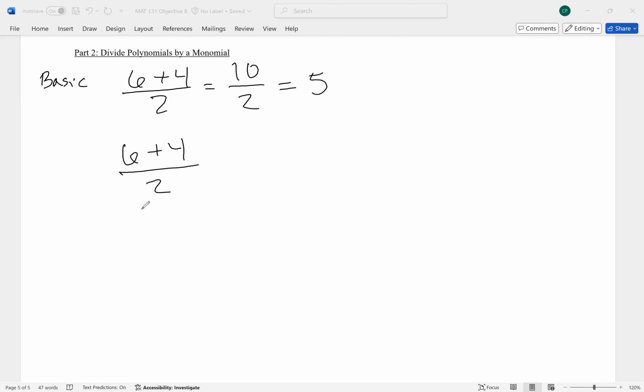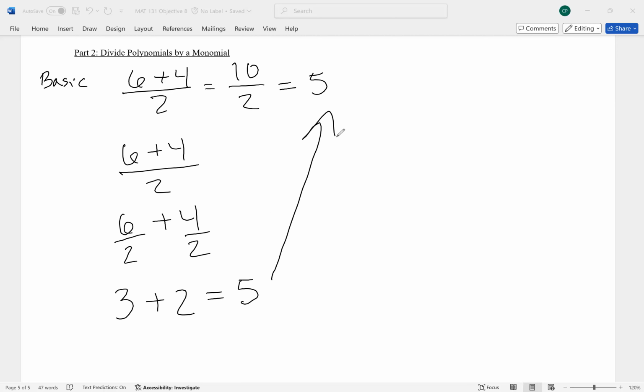Okay. We can break this up, this 6 plus 4, and we can divide both of those by 2. All right. If we do that, 6 divided by 2 is going to be 3. And 4 divided by 2 is going to be 2. And we're still going to get 5. Okay. So because this is true, this is why we are able to divide, and how we need to kind of think about it when we divide a polynomial by a monomial.